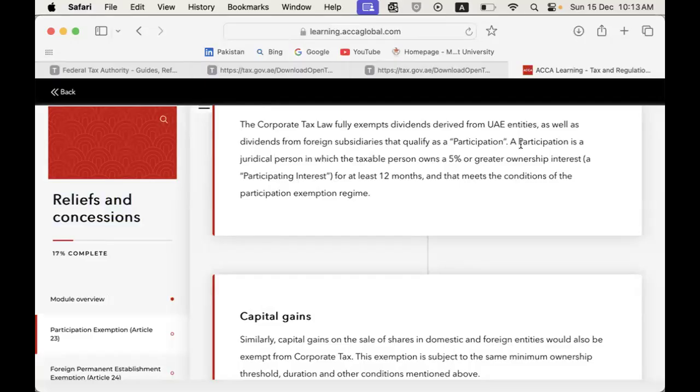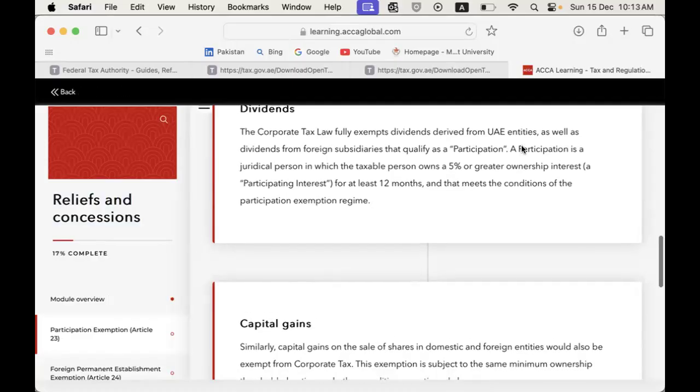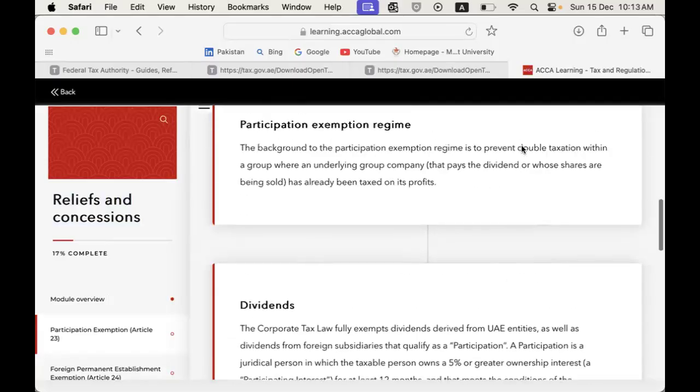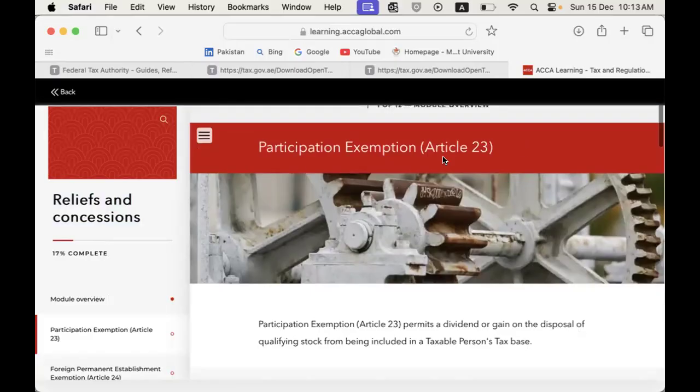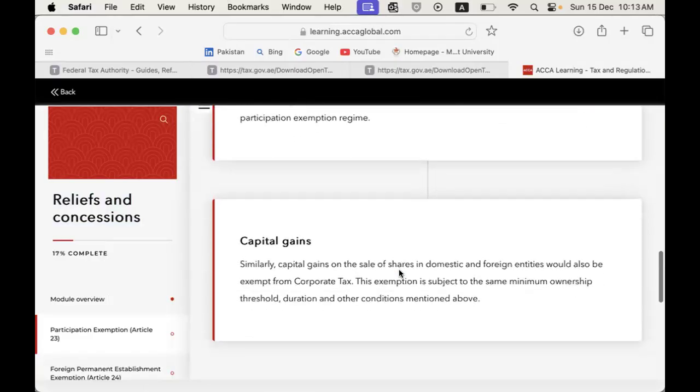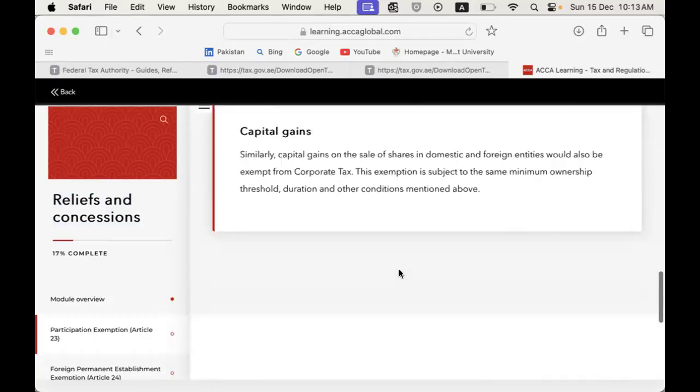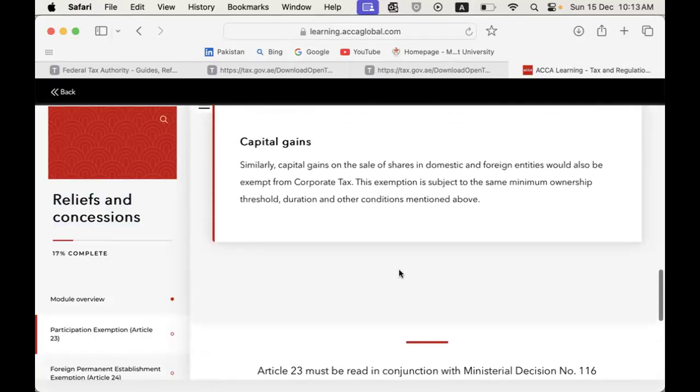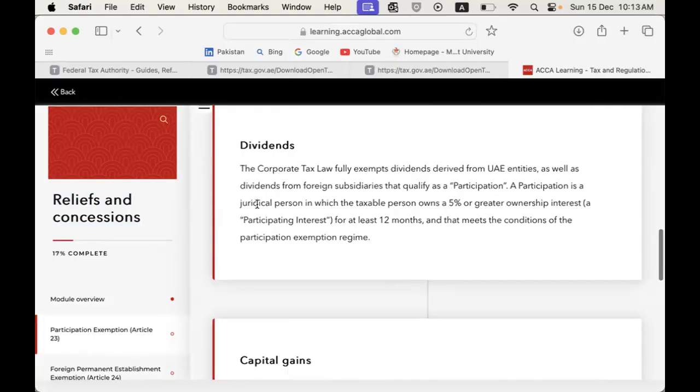Now we have to read the definition of participation. A participation is a juridical person, first of all, a company. So please remember, the expressions used in this article are participation exemption, and in that context, the word that was used is participation. What exactly is participation? It is a juridical person, a company, a legal entity, in which a taxable person owns at least 5% of ownership interest. Now, that ownership interest is known as participating interest.